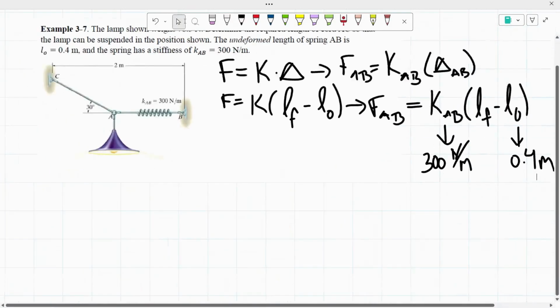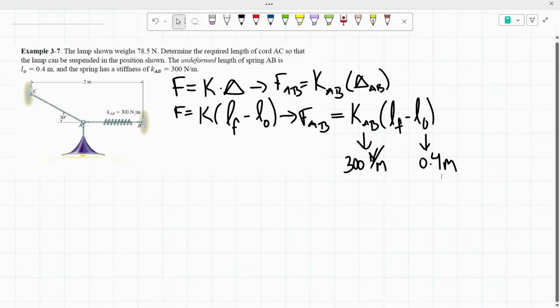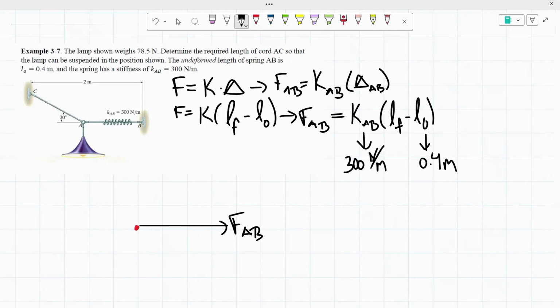So to find force of AB, what we're going to do is draw a free body diagram of joint A. So this joint right here. And from there, we're going to draw reactions and forces around joint A. So we have force AB, which is the spring. From there, we have force of AC. And then from there, we have the lamp, which we know weighs 78.5 newtons. We know that's how much it weighs. So that's weight.